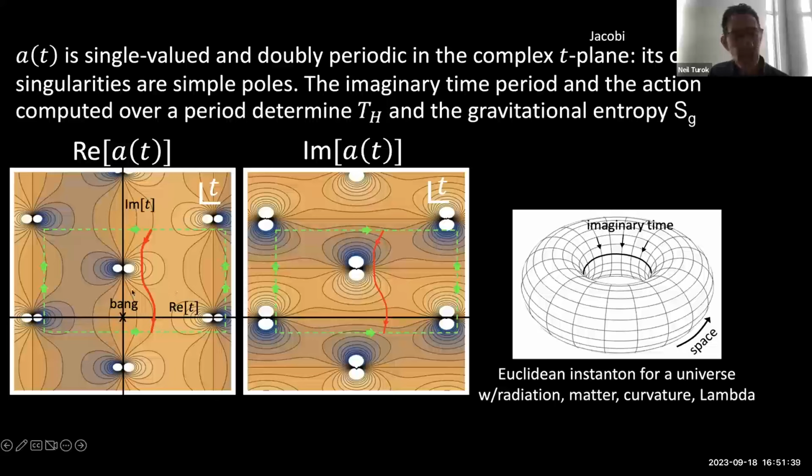And certain things are clear, namely from Cauchy's theorem, the result of that integral is topological, namely any deformation of the contour, which wraps once around that fundamental domain, will give you the same answer. So for every cosmology, we have a Euclidean instanton, and its shape and size are determined by the radiation, matter, curvature and lambda, and we can compute its Euclidean action, and this gives us the gravitational entropy.